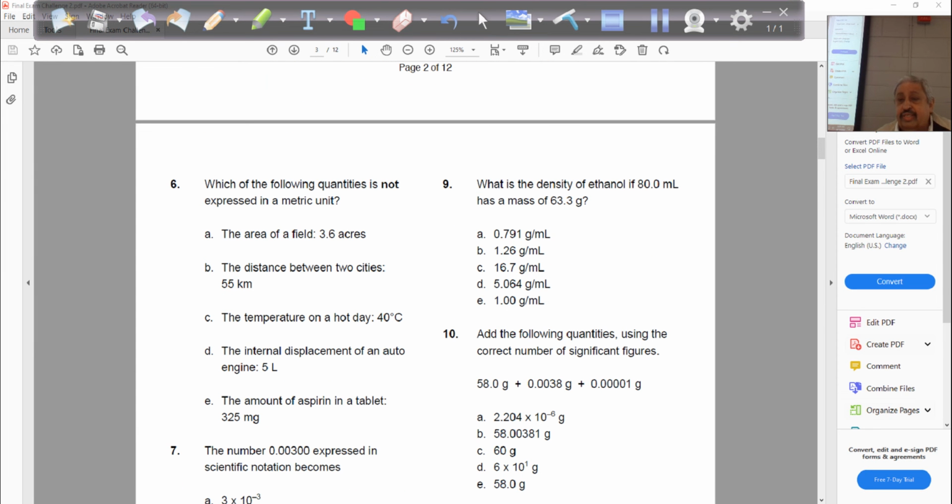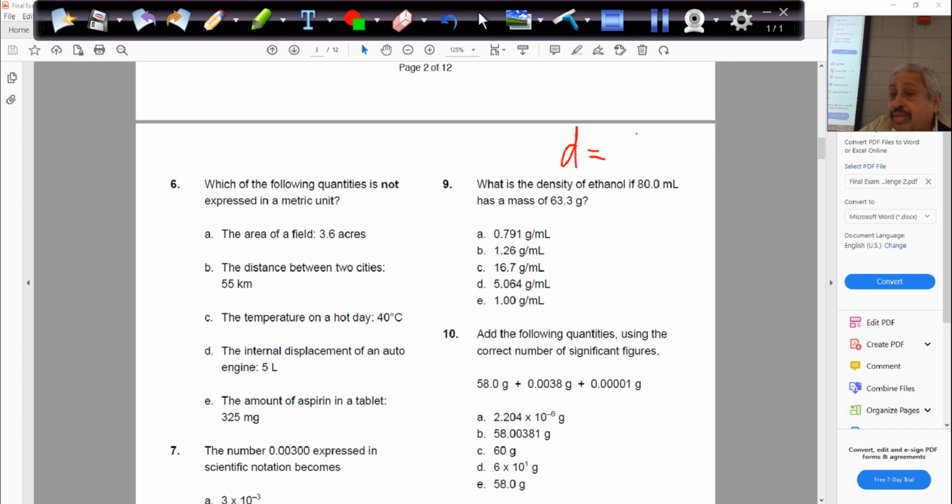9. What is the density of ethanol if 80 mL has a mass of 63.3? So how can I approach this? What's the definition of density? Somebody still remembers from the lab, correct? We have the final lab exam today. So density is what? The ratio of what? Mass over volume, correct? Mass is 63.3 grams. And volume is 80.0 mL. You have to watch for the sig figs. 3 sig figs, because without the sig figs, then we have a problem. This is 3 sig figs. So our answer has to be what? 3 sig figs. So 63.3 divided by 80.